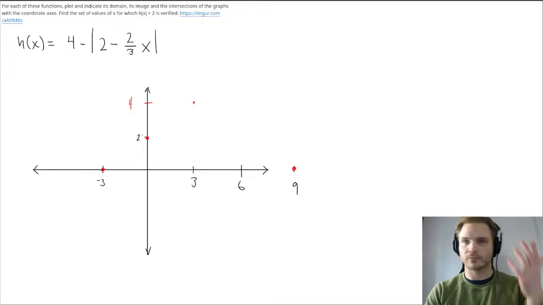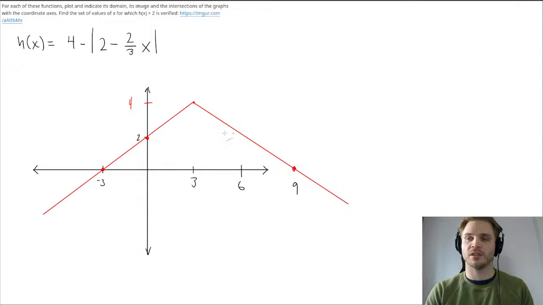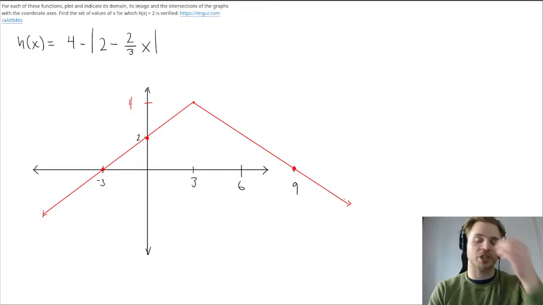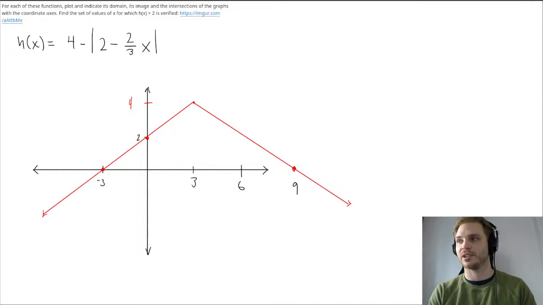But anyway, now we've got this point, and, ooh, look at that. I did a pretty good job with that. And then it looks like this. So this is an absolute value function. If you've seen one absolute value function, you get the idea. It's just transformations on that. So this is our plot here. But let's talk about how I figured that out.